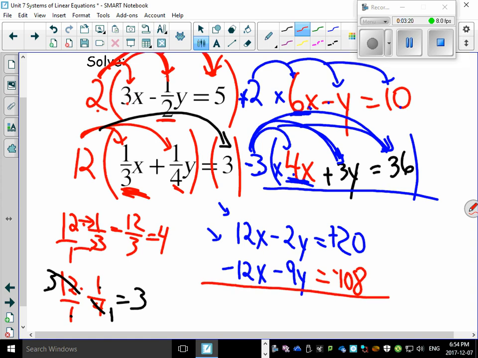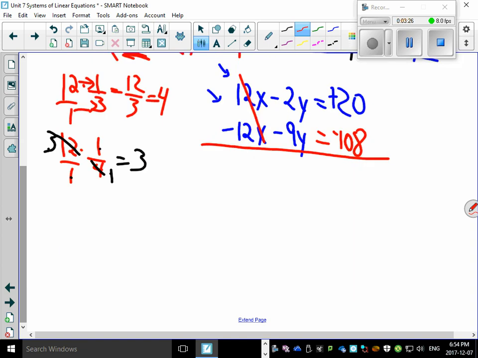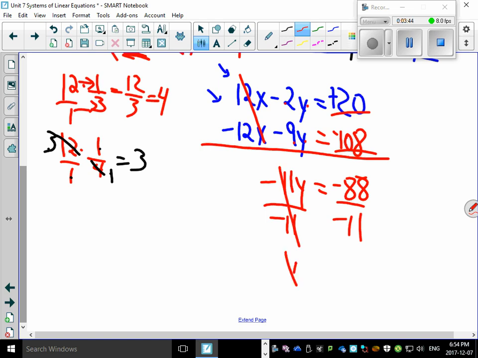So here we go. All you've got to do is add. That makes it super simple. This guy, of course, is going to cancel. 2y and minus 9y is minus 11y. 20 from 108. Oh, why am I doing this? Well, it's easy. It's minus 88. Come on, grab a brain. Divide by minus 11, divide by minus 11. y equals positive 8, and that's what y equals.